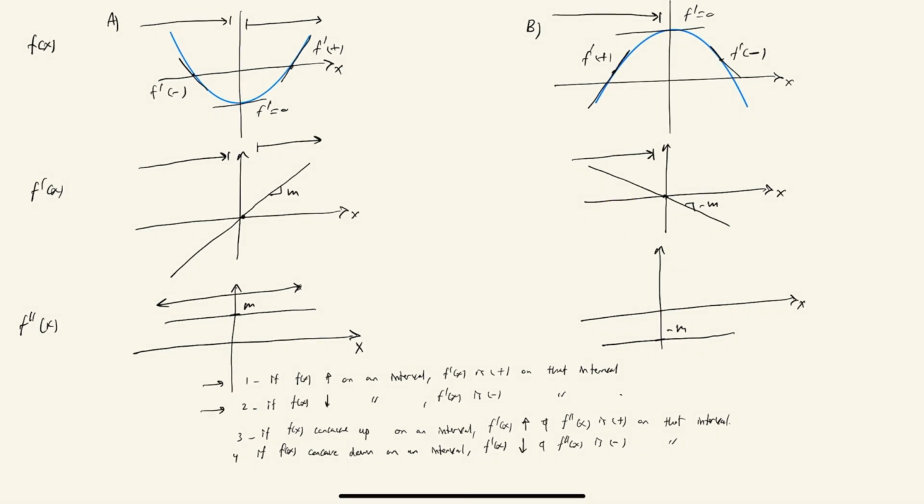And then for 2, if f of x is decreasing on the interval, f prime of x is negative on that interval. f of x is decreasing from 0 to infinity. Therefore, for this section, when we're drawing the derivative, it should be below the x-axis, it should be negative.